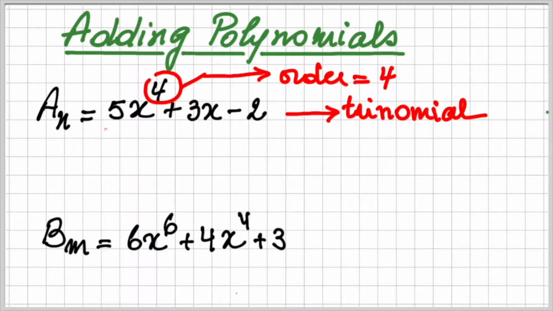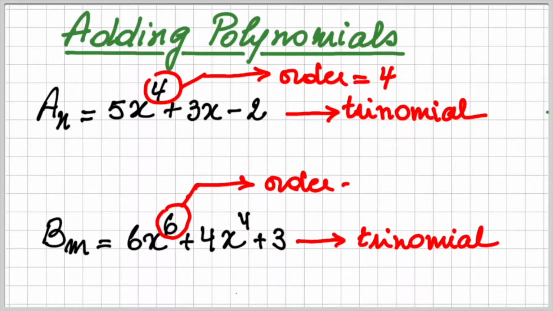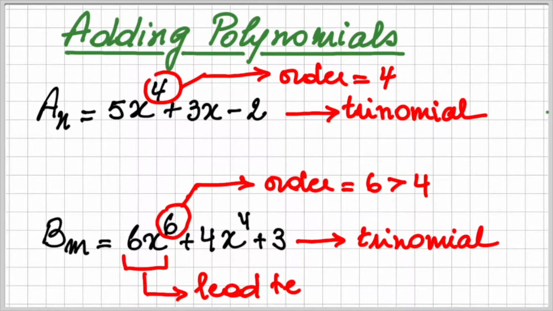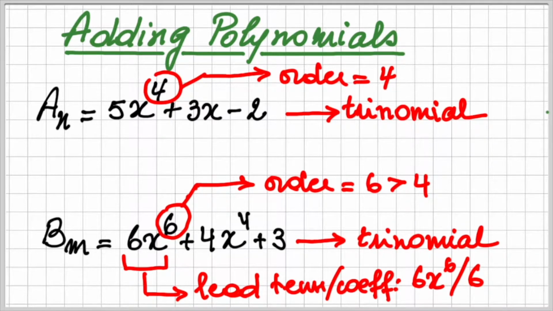Let's have a look at the second polynomial. It is also a trinomial. The order here is 6, and it's larger than 4, so the order of the second trinomial is higher than the first trinomial. 6x to the power 6 is the lead term, and the lead coefficient is 6.